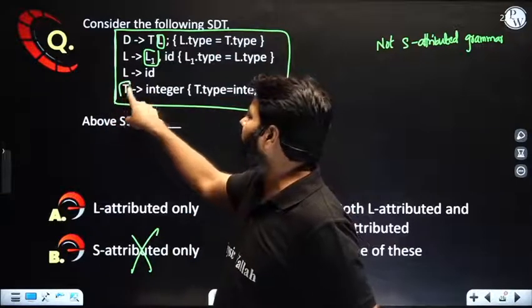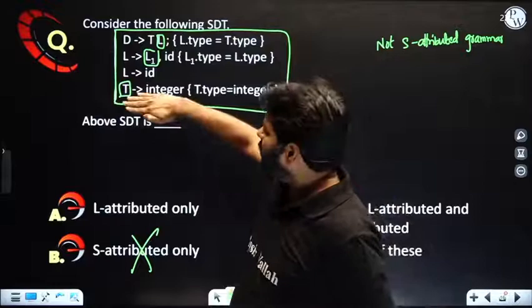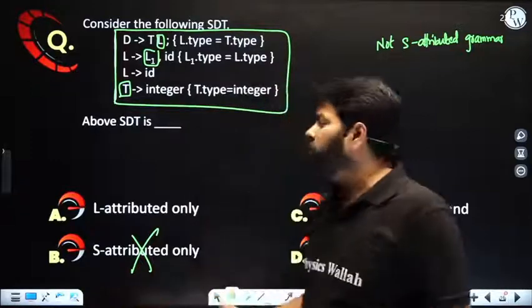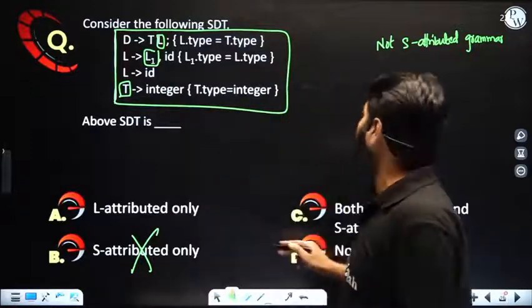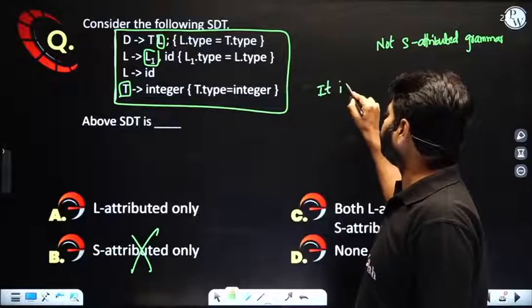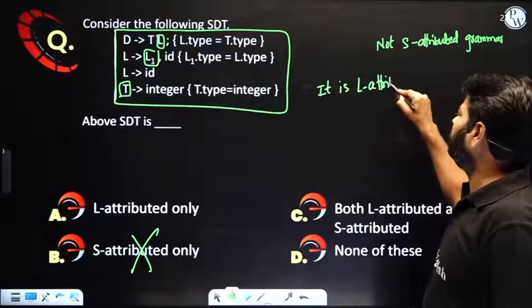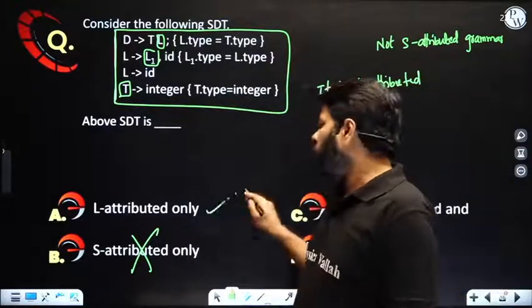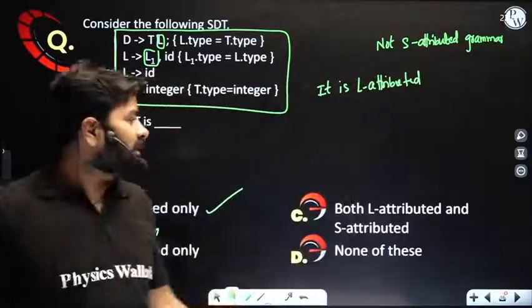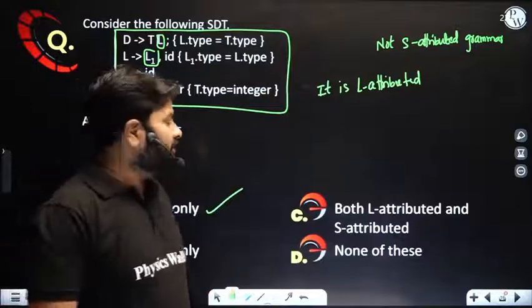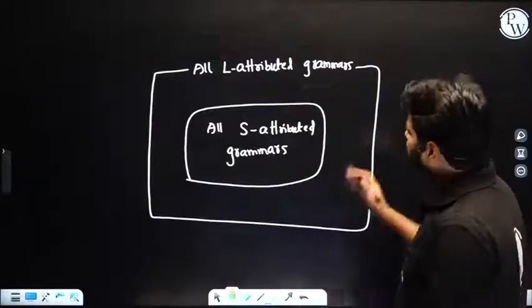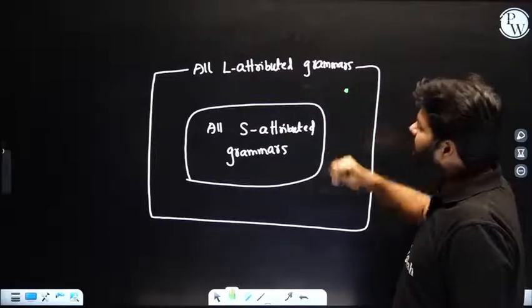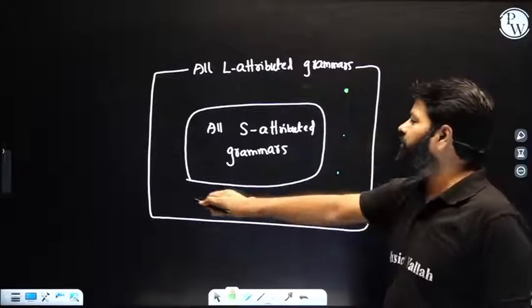Here you are computing a T by depending on its child. So here depending on child, here depending on parent, here depending on left sibling. So I'm using all the concepts required for L attributed. So definitely it is L attributed but not S attributed. It is following the L attributed definition. So we can call this grammar an L attributed grammar. So it is L attributed only. It means L attributed but not S attributed. Okay. If you look at the previous class diagram, the grammar is present here, outside the S attributed class, but inside the L attributed class. Grammar is present somewhere here.